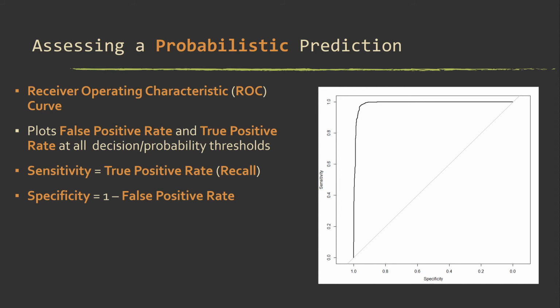Okay, so looking at this curve, this now is moving from getting a set of metrics from a single decision threshold, and instead trying to summarize the result across all decision thresholds. And that's done using this receiver operating characteristic curve. So the goal here is to plot the false positive rate and the true positive rate at all decision probability thresholds. And that relates basically to the specificity and the sensitivity.